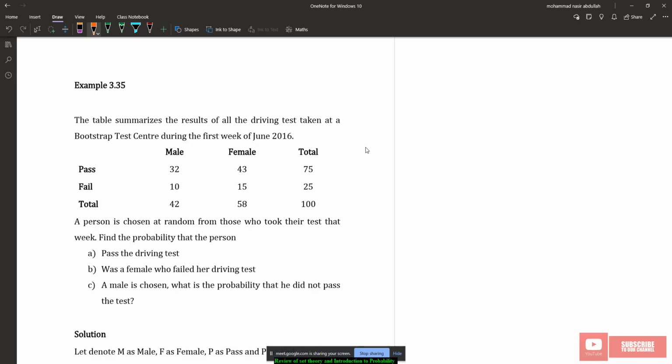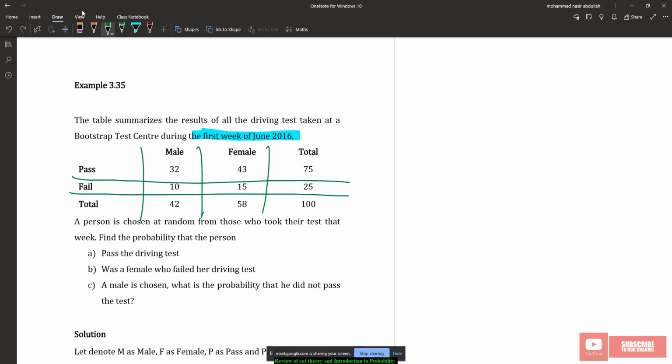Okay, the table summarizes the results of all the driving tests taken at the Bootstrap Test Center during the first week of June 2016. Right. So I have to bring out a new book already. 2016, now 2021, 5 years already. So this is a contingency table, right? If you see this, the table seems to have disappeared somewhere, right?